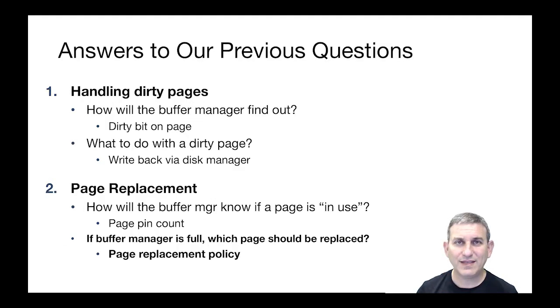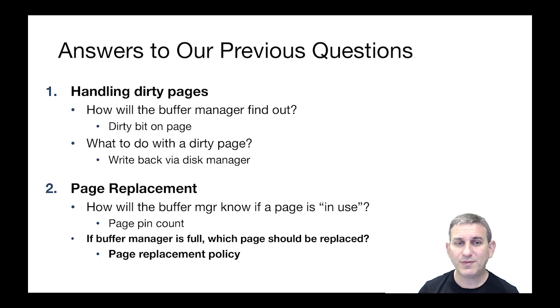Now we can go back and provide some answers to the questions that we had listed previously. In terms of handling dirty pages, we asked how will the buffer manager find out if a page is dirty? And the answer is that the requester is going to mark the dirty bit on that page and tell the buffer manager that it dirtied the page. What does the buffer manager do when it has a dirty page? Well, at replacement time, it will write that page back to disk via the disk manager.